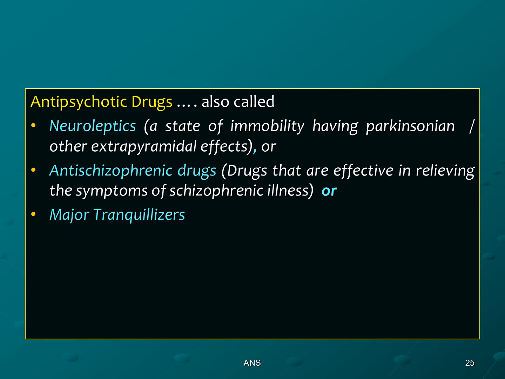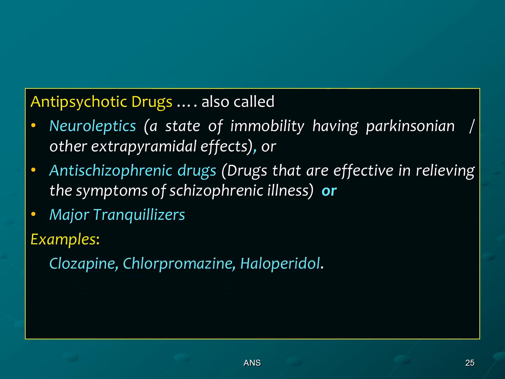Antipsychotic may also be known as neuroleptics, antischizophrenic, or major tranquilizer. Neuroleptic simply means a state of immobility having Parkinsonian-like symptom or other extrapyramidal effect. Antischizophrenic means effective in relieving the symptoms of schizophrenia: hallucination, illusion, delusion. Major tranquilizer means tranquilizing the patient, sedating the patient, and relieving mainly the anxiety and all other excitatory effects of the brain. So that was the old terminology, major tranquilizer, for the antipsychotic, while the sedative anxiolytics were known as minor tranquilizer.